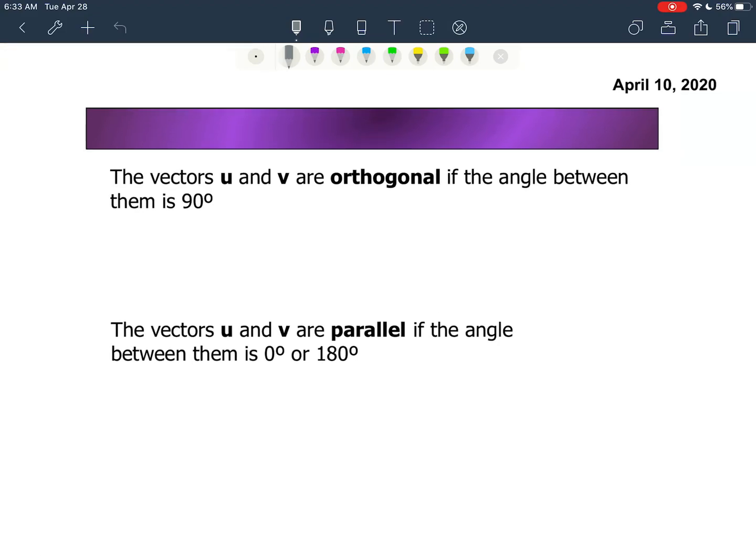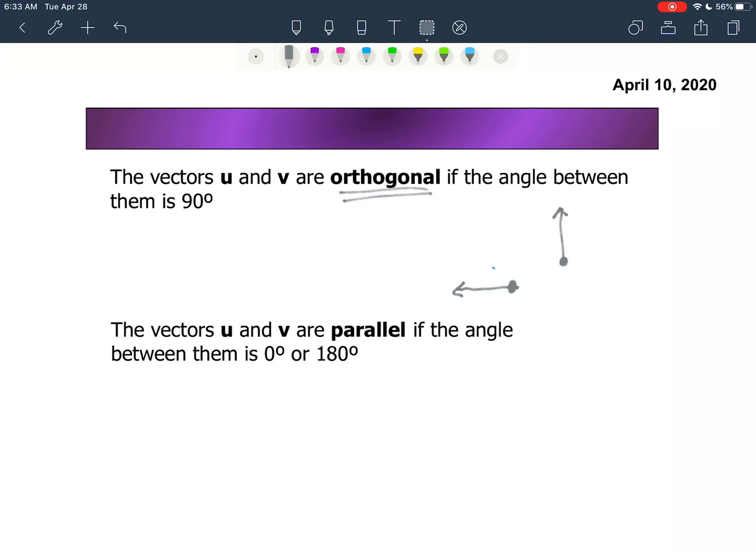Vectors u and v are called orthogonal if the angle between them is 90 degrees. I love this word, orthogonal. Perpendicular insinuates that you've got two segments, two lines, a ray and a line, a ray and a segment. You've got two lines that actually intersect. Remember, vectors don't have to intersect, because location doesn't matter.